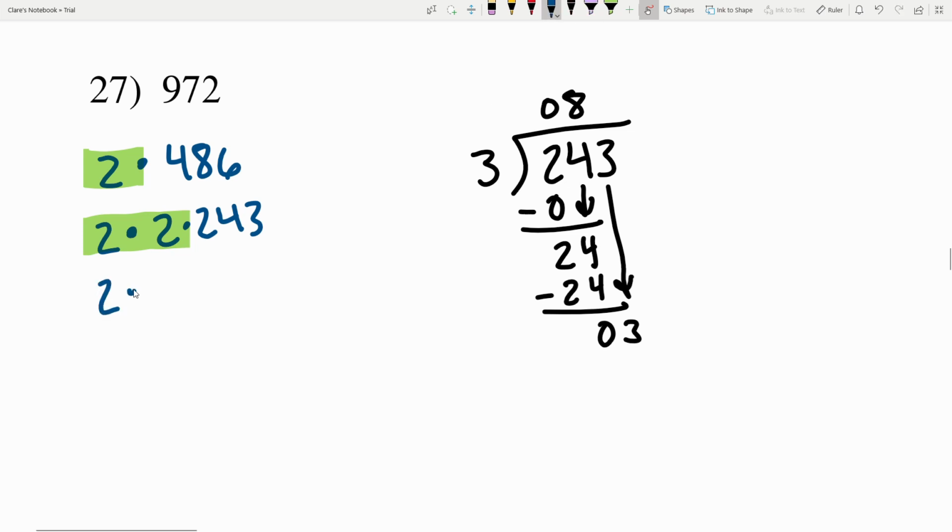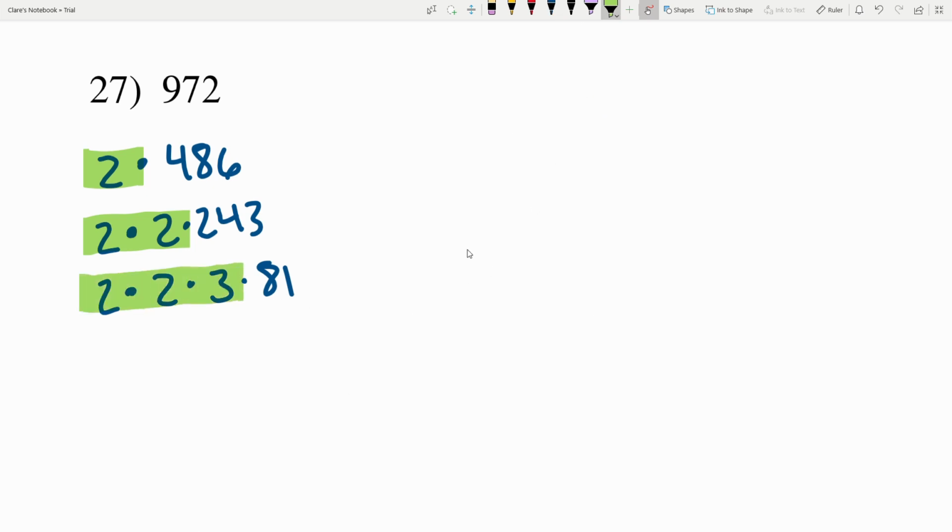So now I have 2 times 2 times, breaking up 243 into 3 and 81. 3 prime numbers now, but 81 is divisible by 3 still, because 8 plus 1 equals 9, and 9 is divisible by 3. So I have 2 times 3 times 81 is divisible by 3. 3 times what gives me 81? Or really, if you want to think of 81, 81 is 9 times 9. So let's go ahead and write 9 times 9, because those will be easier to work with than 81.